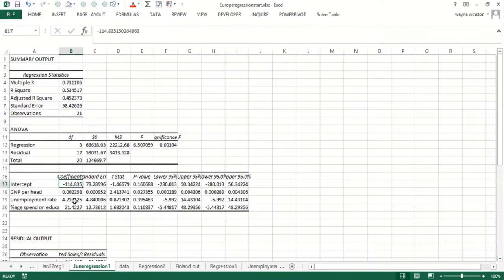Okay, so a couple of things that we want to talk about on the output. First of all, here's the equation. So there's your predicted sales per capita, in other words, the best Excel could do by multiplying each independent variable; it comes from the coefficients here. So it'd be minus, I'm just going to round off here quickly because this won't be our best equation, plus 0.002 times GNP plus 4.22 times unemployment plus 21.4 times education percentage.